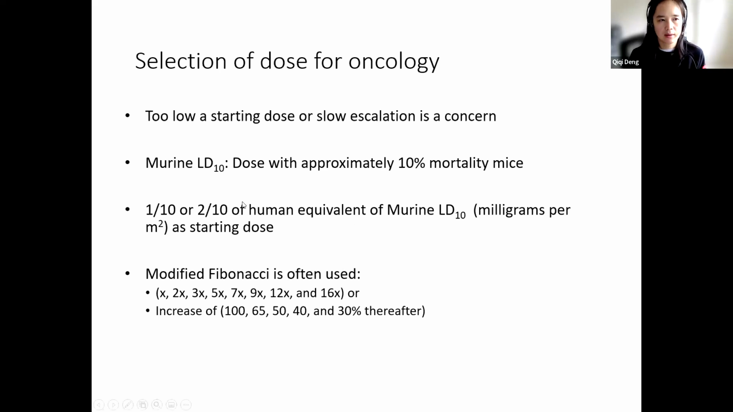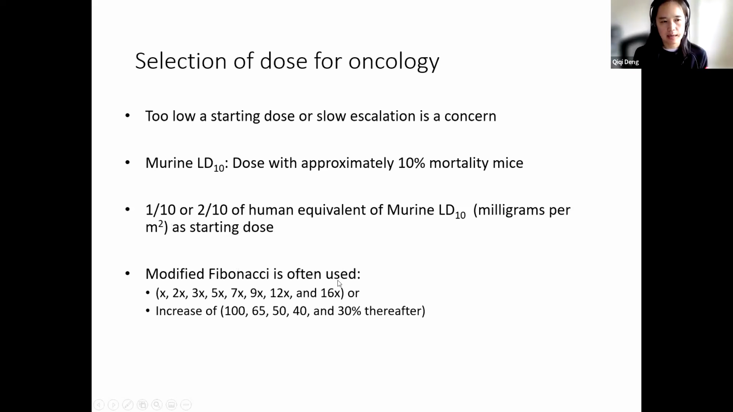So therefore, the whole dose escalation design is different in oncology. They usually start with a murine LD10 dose. That means this is a dose that will lead to 10% of the mice to be mortal. So that's a mortality rate of 10% in the mice. And then you translate that to the human equivalent dose, and then you take a safety factor of 1/10 or so, and use that as a starting dose.